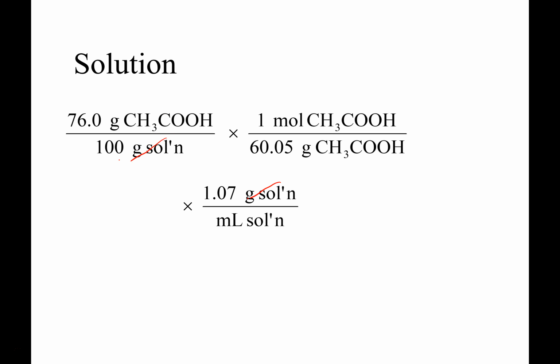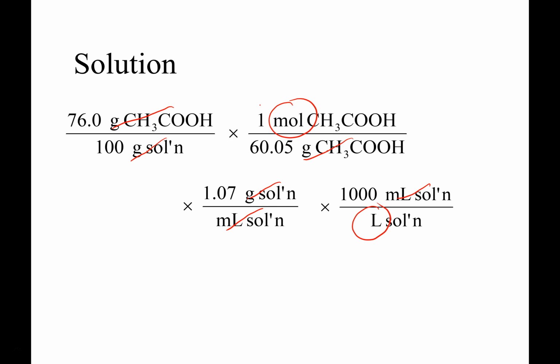I'm left with, in the denominator, milliliters of solution. Of course, my grams of acetic acid have canceled here. We have moles, so I have moles per milliliter. So one more term like we've been doing, 1,000 milliliters over 1 liter. And now my milliliters will cancel, and we'll be left with units of liters, which is molarity.